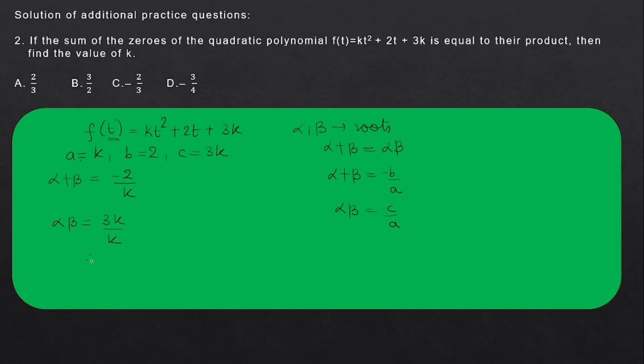These values are given equal, so we equate minus 2 by k is equal to 3k by k. This k and this k will get cancelled. On cross multiplication, we get k is equal to minus 2 by 3. So the answer to this particular question, k is minus 2 by 3, which is option number C. This is the correct answer. I hope you are following. Let us move to the next question.